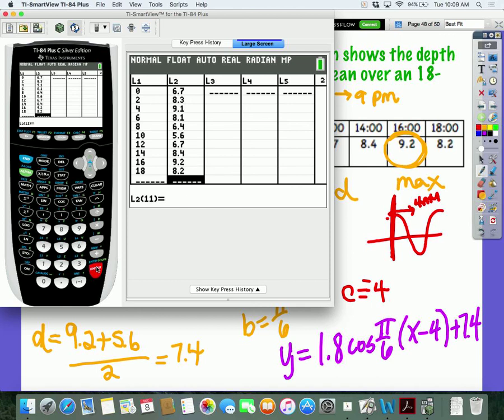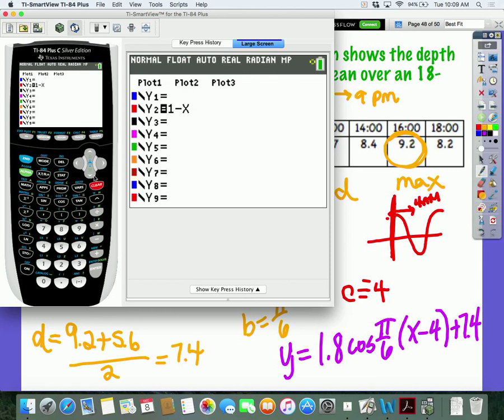Okay, so check, make sure your data's all in there, everything's good. Ready? Okay. Go to y equals. Remember, we found our equation already, and we're just trying to see if this is a good model. We didn't make any mistakes, so we're going to go ahead and type in our equation.